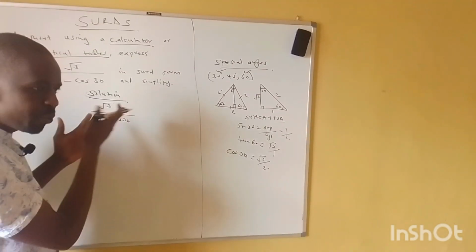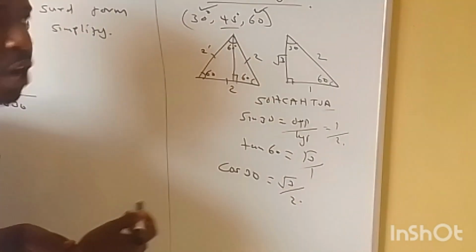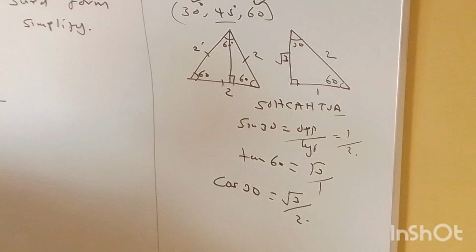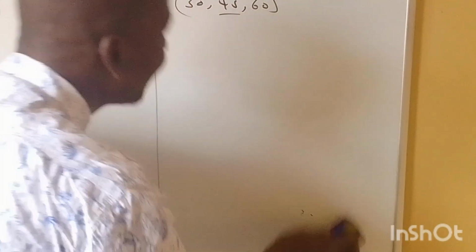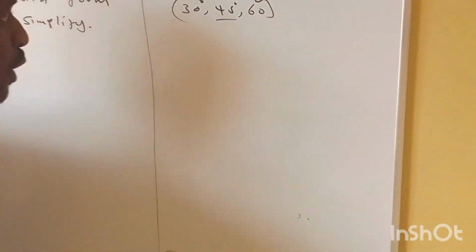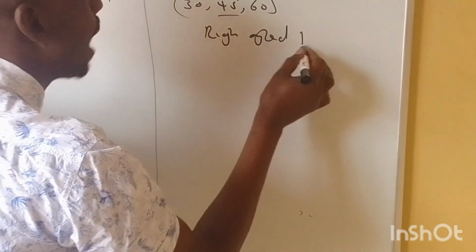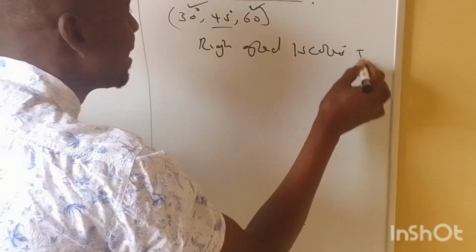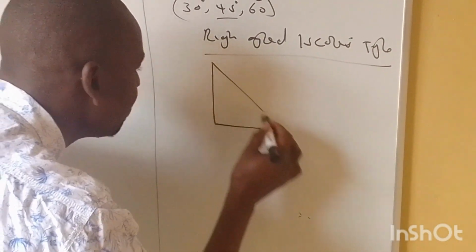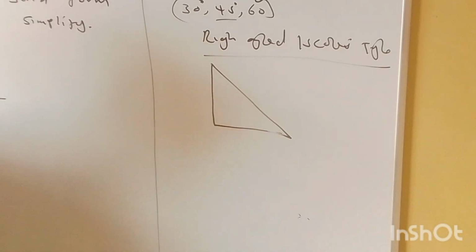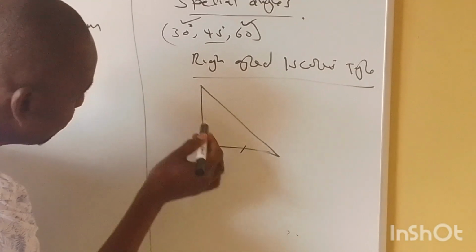Now, before we go back here, how can you get angle 45? How can we get the angle 45? For us to get the angle 45, we get it from what we call a right angled isosceles triangle. So that means it is a right angle, but at the same time it is isosceles. So that means one angle is 90 degrees, but the base sides are the same.